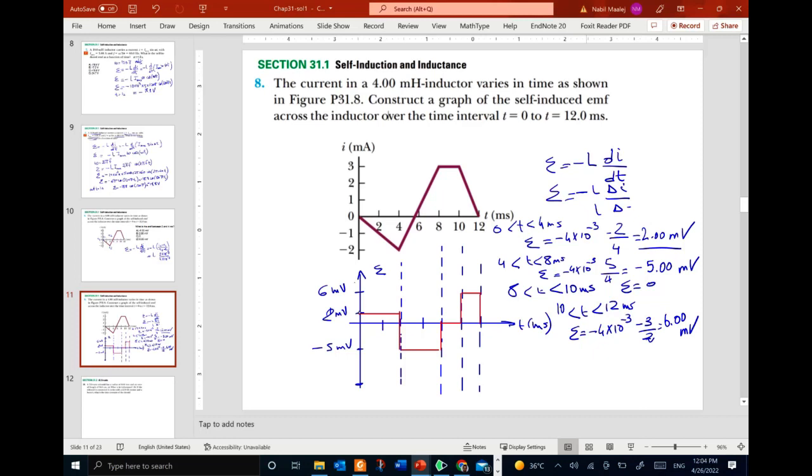So you can see the EMF in this part is positive because the slope is negative, and in this part the EMF is negative because the slope is positive. Here the slope is 0, so there is no variation of current, hence there is no induced EMF, and in this part the slope is negative, so the EMF is positive. Next problem.